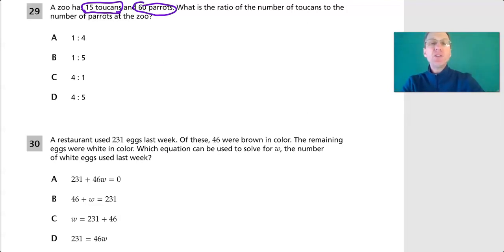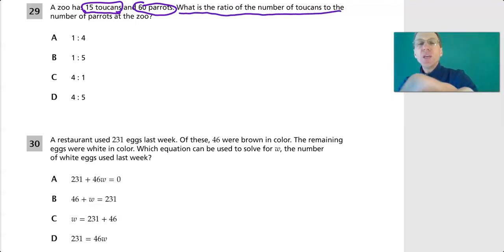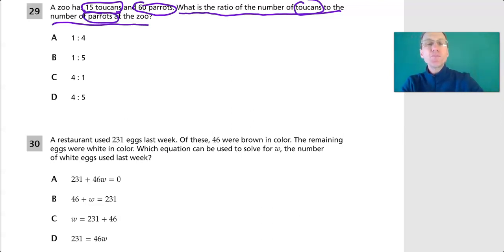Here's 15 toucans, 60 parrots. What is the ratio? Okay, so we're gonna underline this. What's the ratio of the number of toucans to the number of parrots? Just a straight ratio, but all you want to do is make sure that you get the same order. In a ratio, the order matters. Toucans to parrots. So what I do is I just write it down. I write toucans to parrots like this, and then I say toucans 15. It just helps me to keep it all straight. Parrots 60.